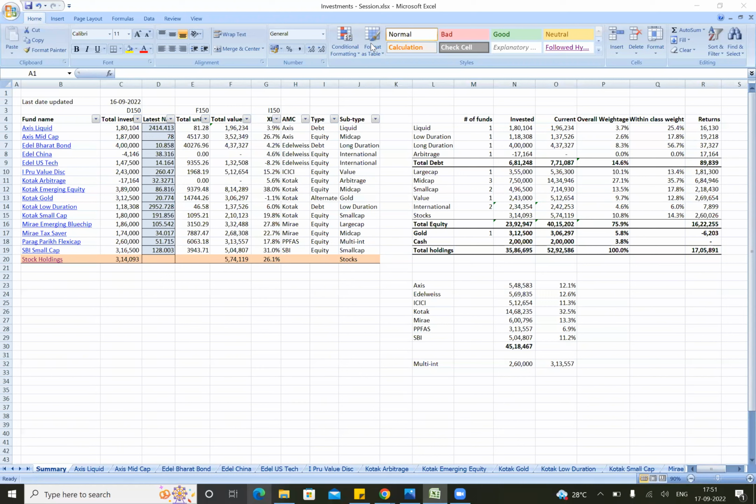Could you please remove the filter from the summary sheet to see the headings? So sorry, guys. Okay. So these are the headings.